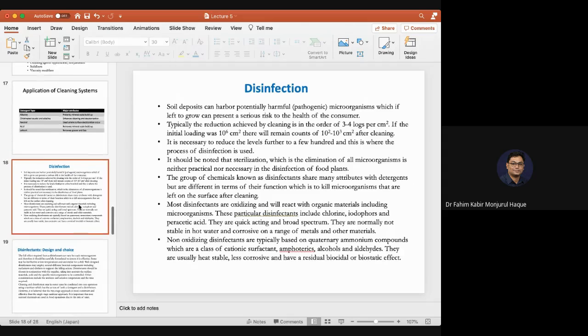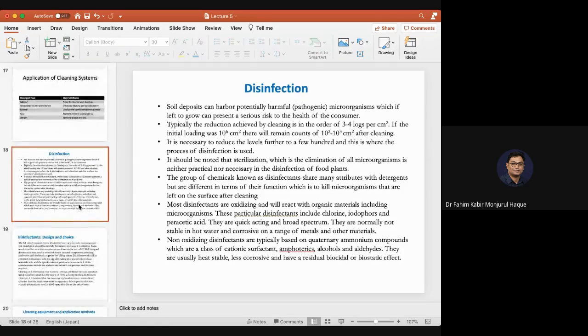Then disinfectants, we all know what disinfectant is. What is disinfection? Can anyone, any one of you, tell me what is the difference between disinfection and sterilization?